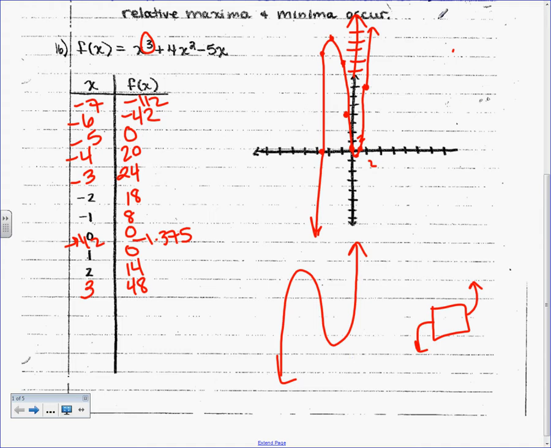The right went up forever, the left went down forever. We filled in the box. Again, we'll find better ways to fill in the box later, but for today, a t-table is fine. Okay? So that was part A. Part B.